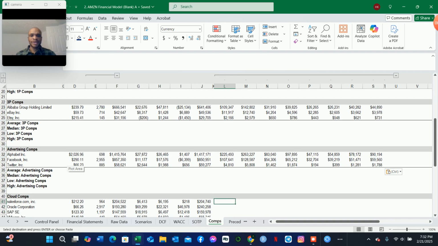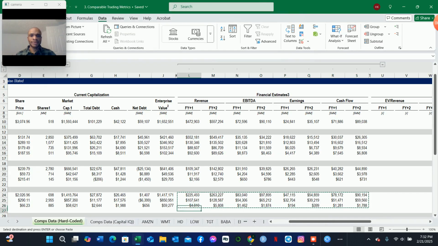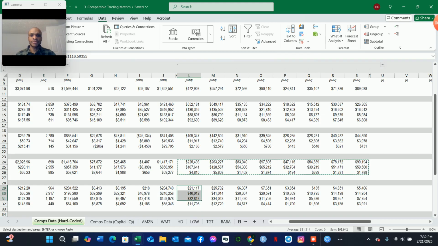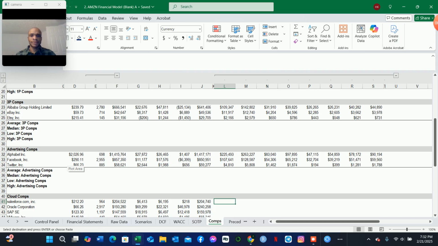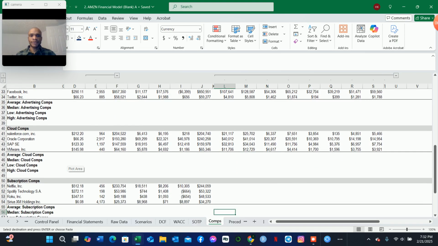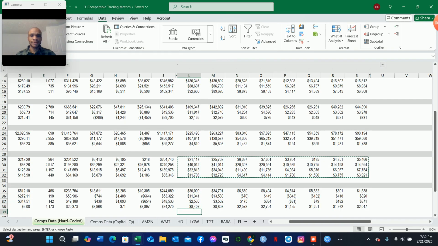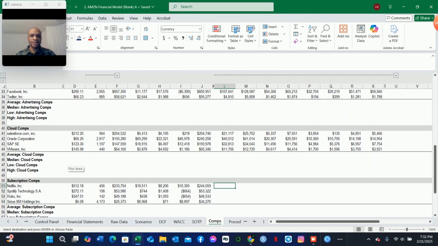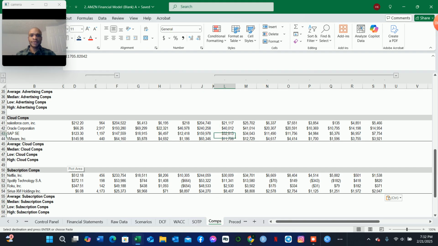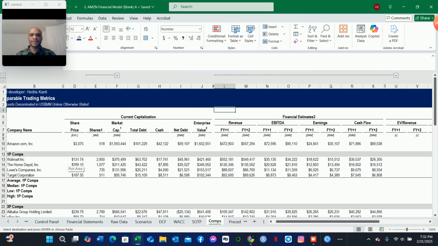We can paste for the cloud computing columns. Alt ES, V as values. And lastly, for the subscription columns, we can paste the financial estimate here, Alt ES, V as values. So having this set up, we can now determine our current trading multiples.